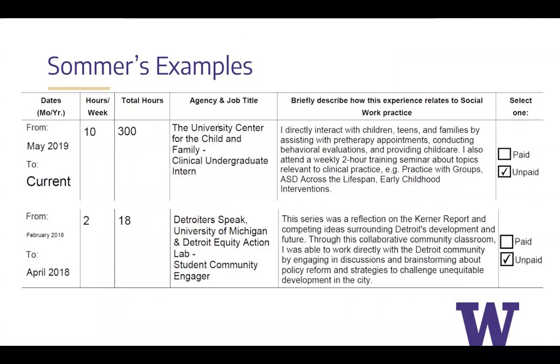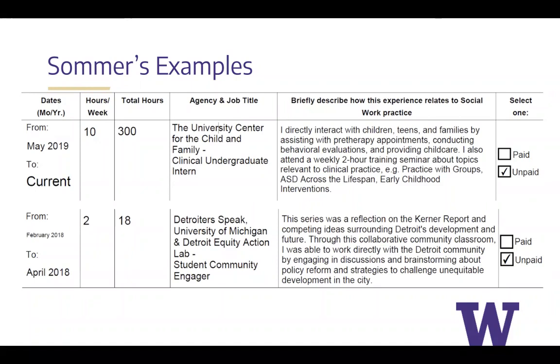As you can see, on the left side I listed the dates I was working. I calculated the total hours per week, and then the total hours I spent doing my activity. Since both of these experiences are a little bit different, I explain them in different ways. For my first experience as a clinical undergraduate intern, my job activities every single day were pretty clear and direct. So it was easy to say, I attended weekly 2-hour trainings and practiced with groups and had different experiences that were very direct practice, because I knew exactly the type of activities I had from day to day.